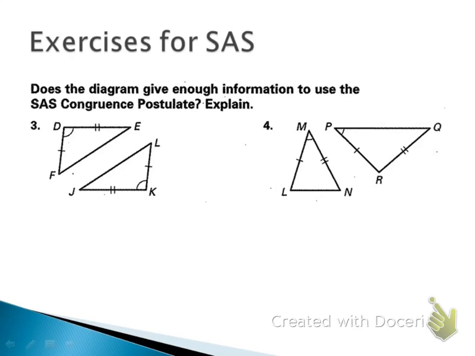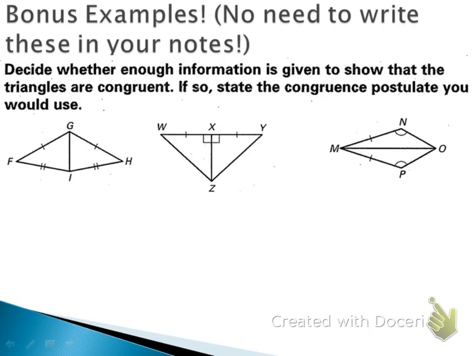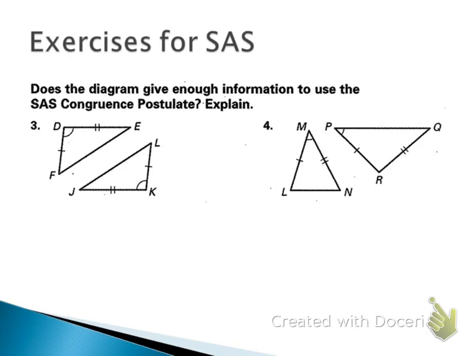So I can see that DF is going to match up with KL. So those are corresponding and congruent, good. And then I have angle D and I have angle K, so that's good. And then I have side DE and side KJ.